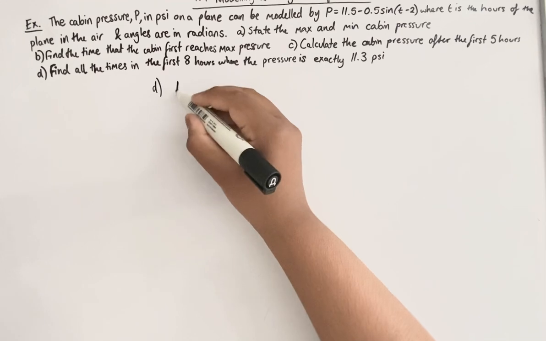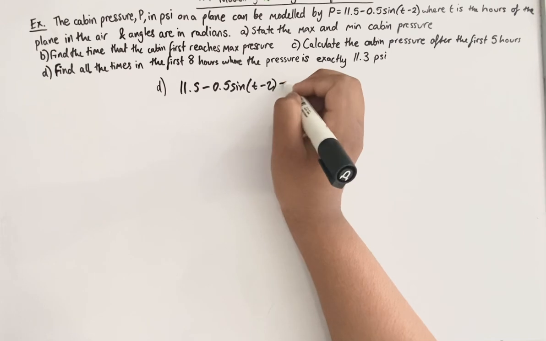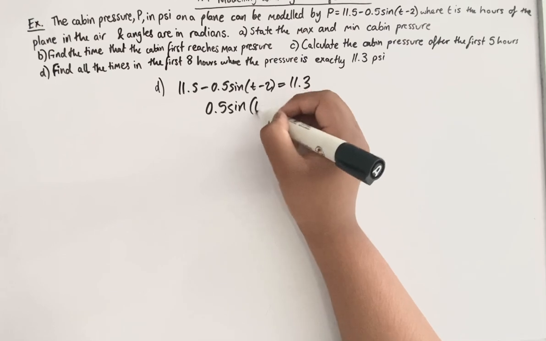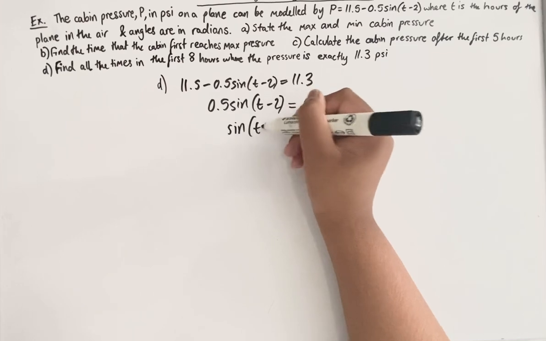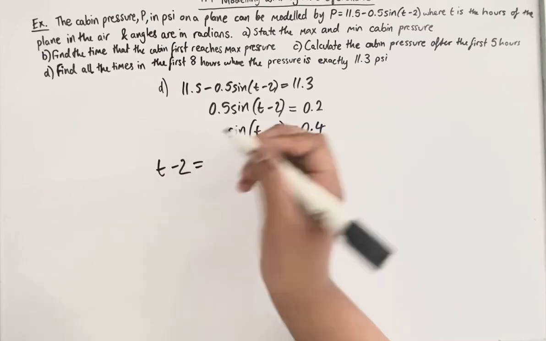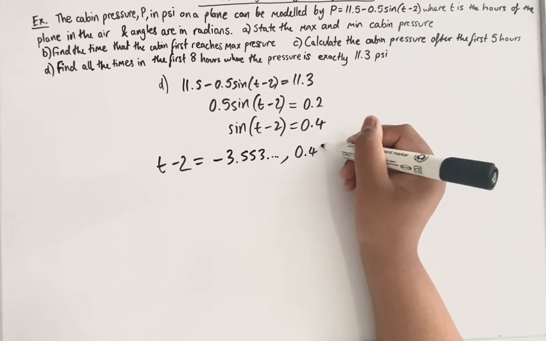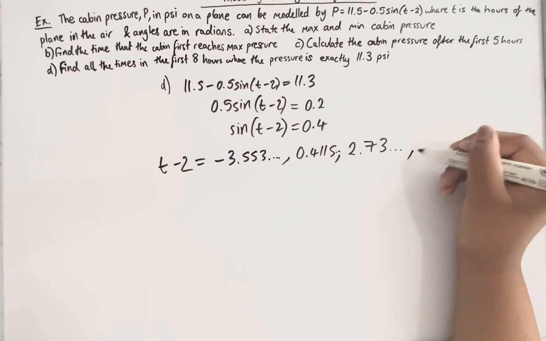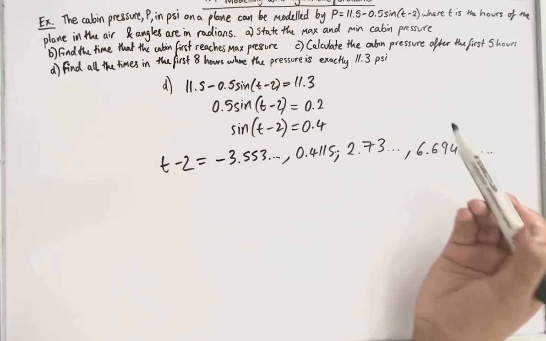For part D, we get 11.5 minus 0.5 sine of (t minus 2) is equal to 11.3. Rearranging, we get 0.5 sine of (t minus 2) is equal to 0.2. So sine of (t minus 2) is equal to 0.4. Solving this with a calculator, we get t minus 2 can be minus 3.553. The next one will be 0.4115, 2.73, and 6.6947 from just a range.